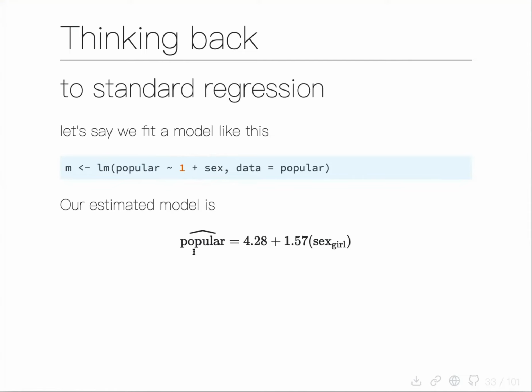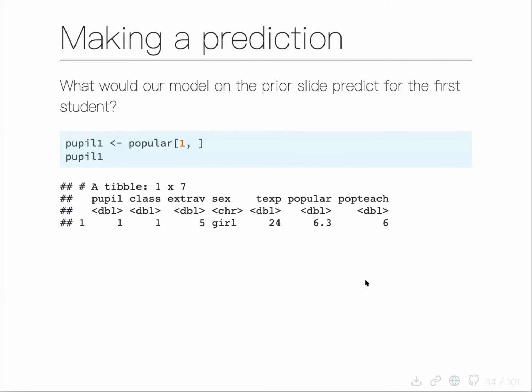We're going to say our prediction for the popularity of a person is going to be equal to our intercept, which we estimate at 4.28, plus the coefficient for sex girl, which is 1.57. So if they are coded in the data set as girl, then we add 1.57 to this 4.28. If not, then we just predict 4.28, okay? So let's make a prediction for the first student, okay? Here's the first student. This student is a girl, okay? Is coded as a girl.